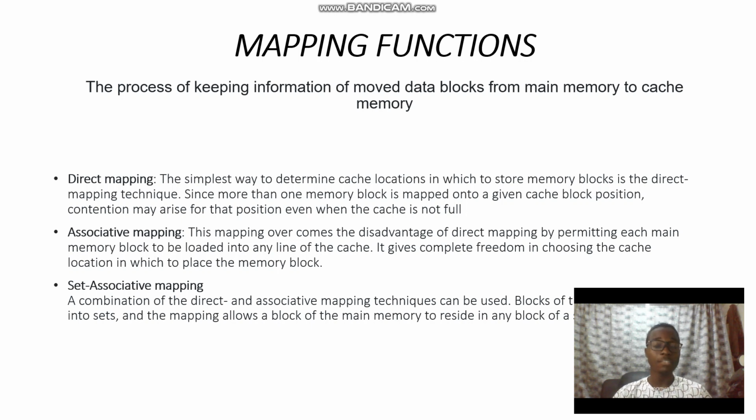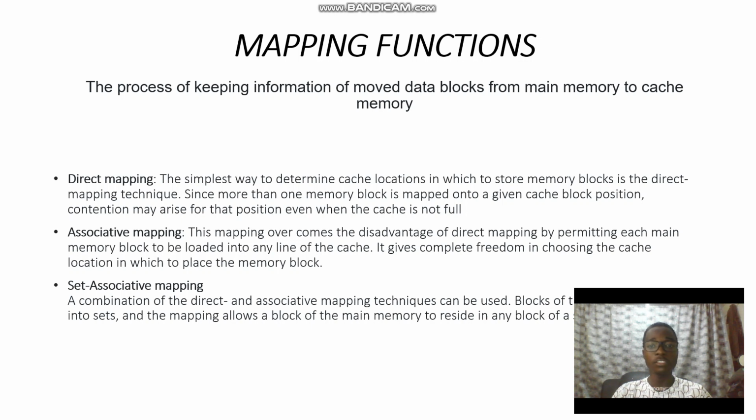Then we also have the associative mapping technique. This mapping overcomes the disadvantage of the direct mapping by permitting each main memory block to be loaded into any line of the cache. It also gives complete freedom in choosing the cache location in which to place the memory block.